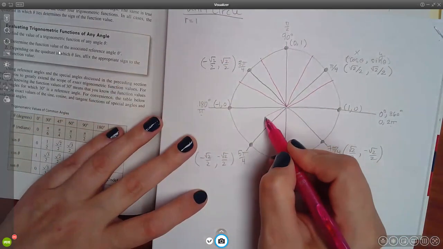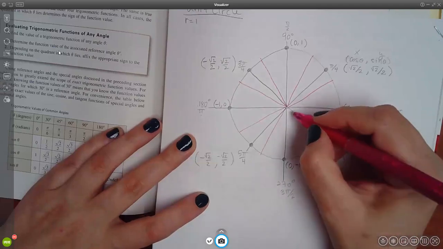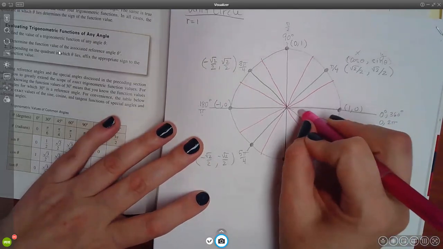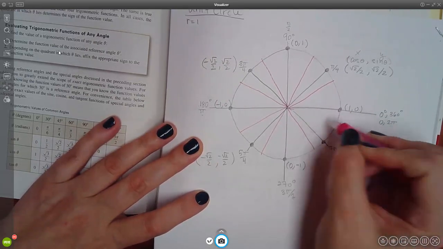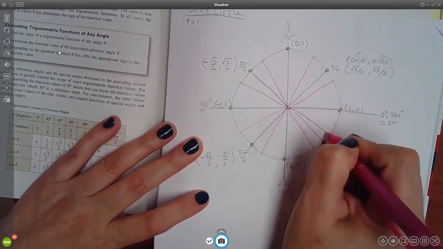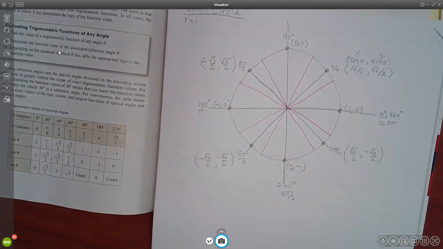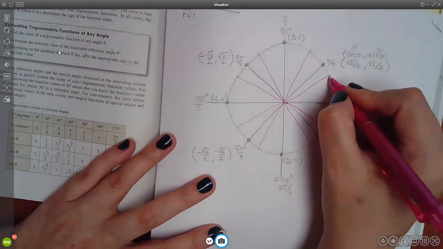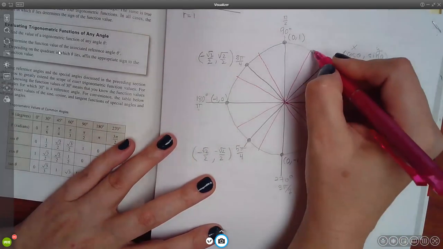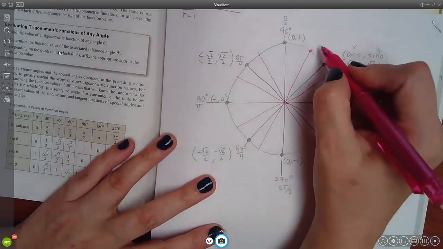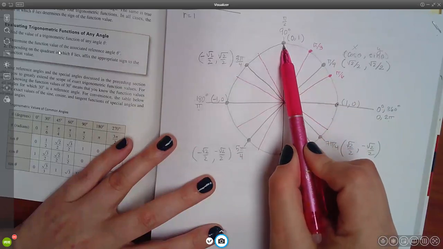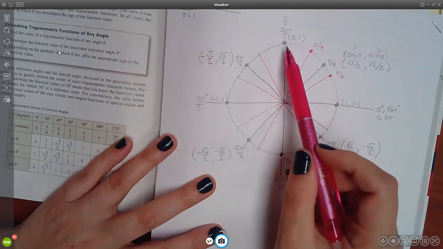And then the same in the other directions. Again, I try to use a different color just so it can stand out. So it looks weird, but this is zero. This is one pi over six. This is two pi over six, which reduces to pi thirds. This one is three pi over six, but three pi over six reduces to pi over two.